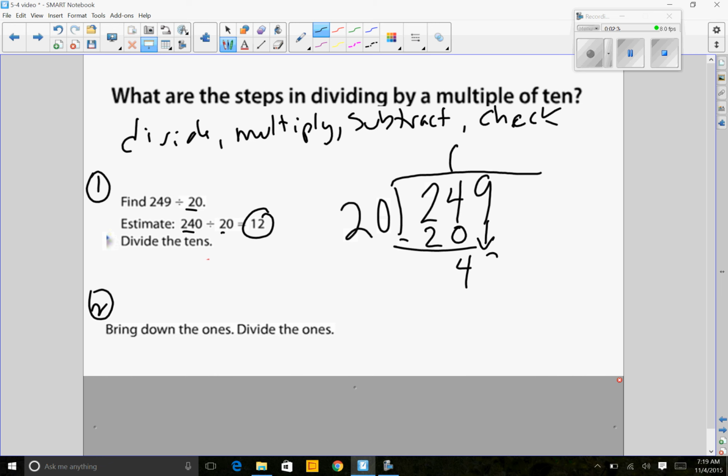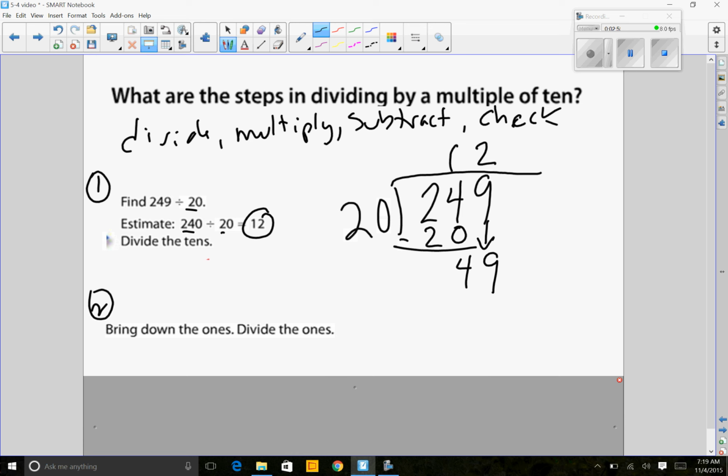We're going to bring down the 9. And we're going to think to ourselves, how many 20s are there in 49? Well, 1 20 is 20, 2 20s is 40, 3 20s is 60. So 2 20s is 40. That sounds pretty good to me. And 3 20s is 60. That's too high. So I'm going to go with the 2.